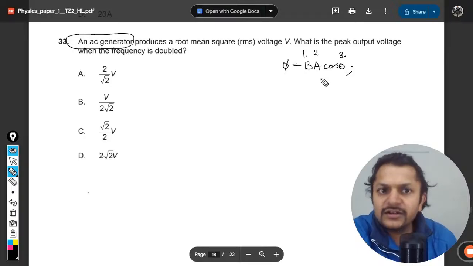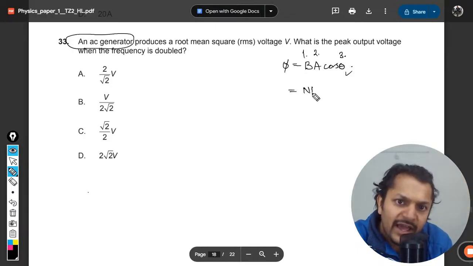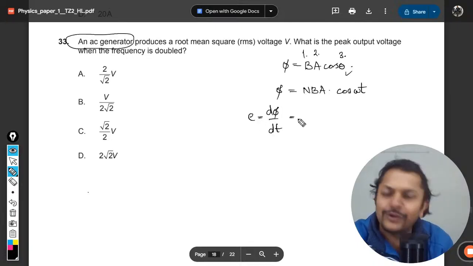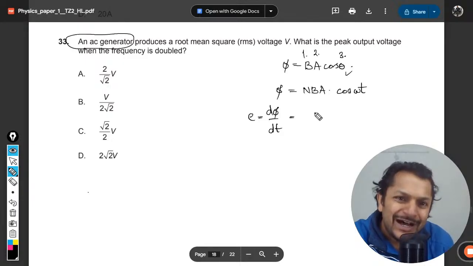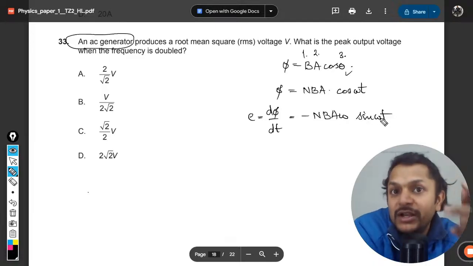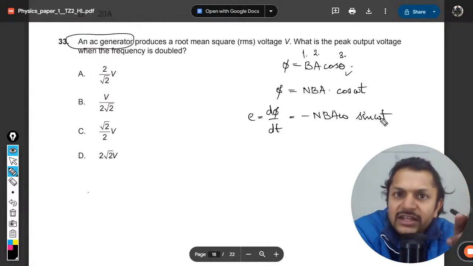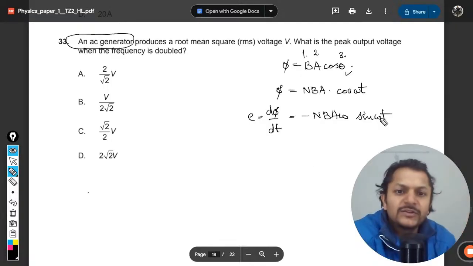Now, if you are varying this theta, you can have n number of turns here, and this is cos omega t. This is phi. Let me differentiate it very quickly, and I can give you the derivation for that also. When you differentiate it, it becomes negative NBA omega sine omega t, because it is omega t, like theta, which is dependent on time. That is why I have written omega t. When you differentiate it, this becomes this.